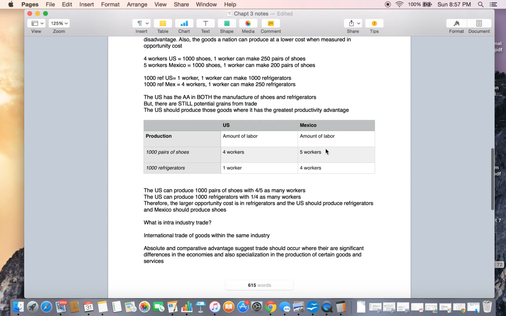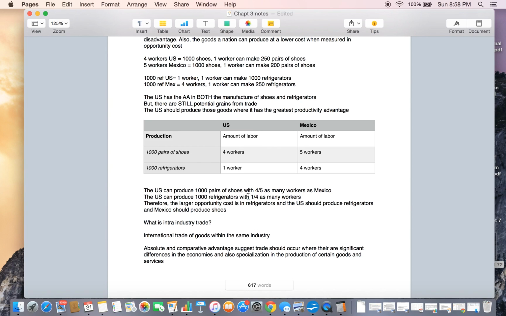So here we table it out, and we see that in the US, to make 1,000 pairs of shoes takes 4 workers. To make 1,000 refrigerators takes 1 worker. And in Mexico, the amount of labor needed is 5 workers to make 1,000 pairs of shoes and 4 workers to make 1,000 refrigerators. So, stated again, the US can produce 1,000 pairs of shoes with 4/5 as many workers as Mexico. So this is comparative advantage compared to Mexico.